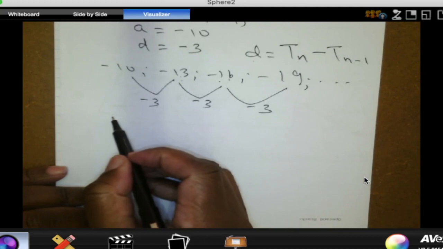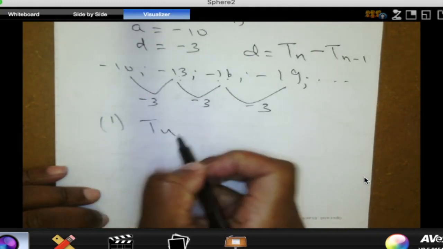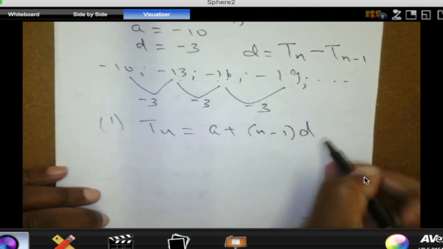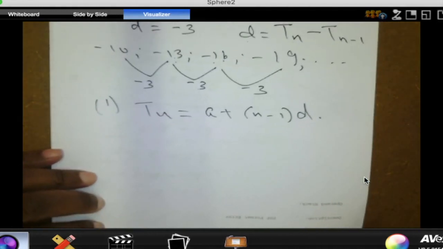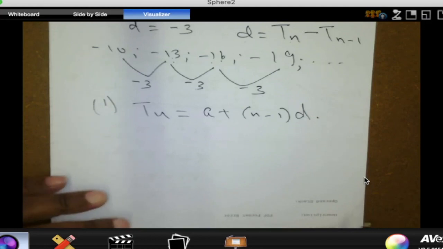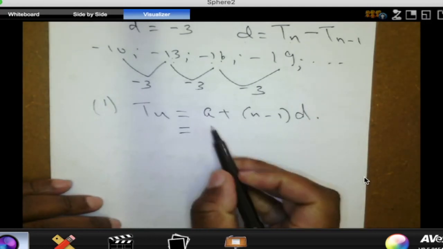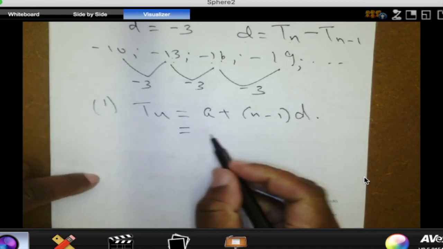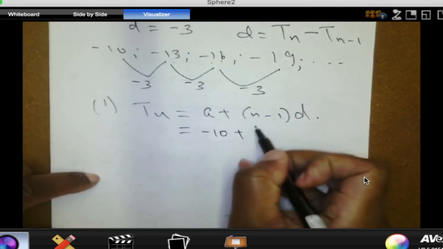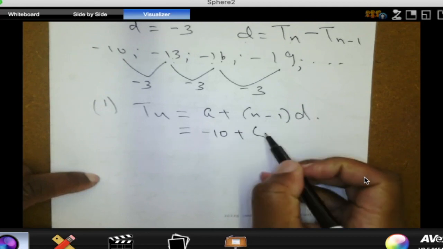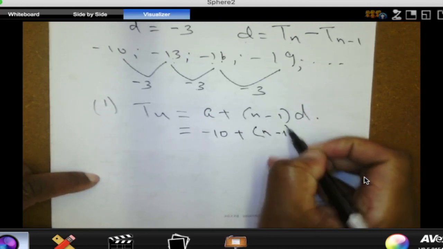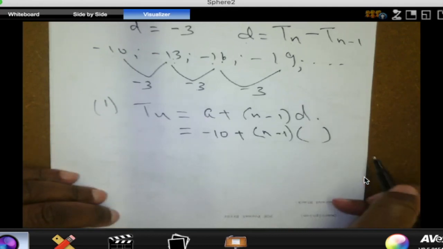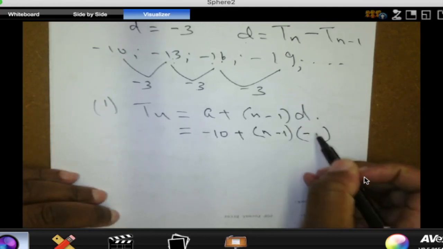To get Tn, we can use the formula A plus n minus 1 multiplied by D. You can use any other formula that you know, even the formula that is suggested in your book. But in this case, what is A equal to? A is negative 10. And obviously, n should remain there because we are looking for the nth term. So it has to be in terms of n. And what is the difference? The difference is minus 3.